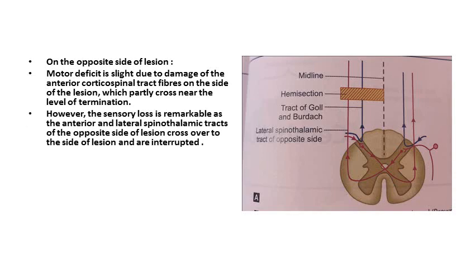Now the sensory loss on the opposite side is remarkable, as the anterior and lateral spinothalamic tracts from the opposite side cross over to the side of the lesion and are interrupted. Here you can see that this sensory loss is remarkable, because the pain, temperature and crude touch sensations coming from the other side pass in front of the central canal, and then they ascend on the same side as the lesion, and they get transected by the hemisection. So pain, temperature and crude touch sensation on the other side is affected.